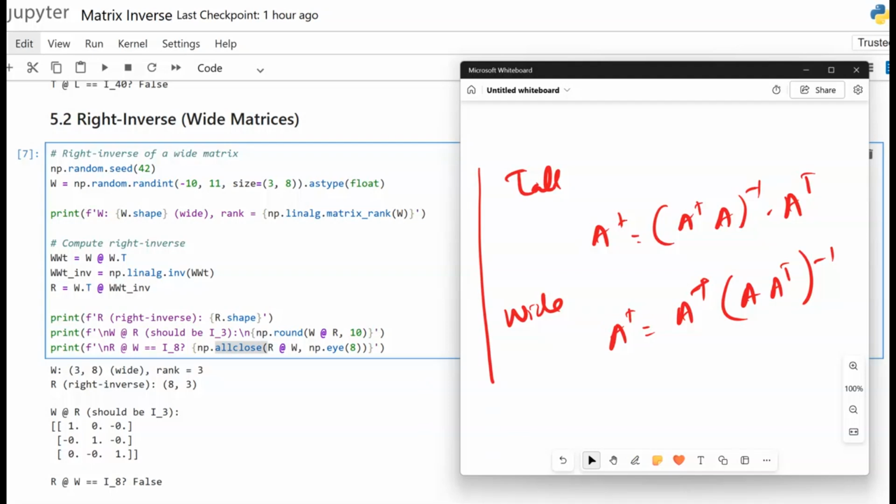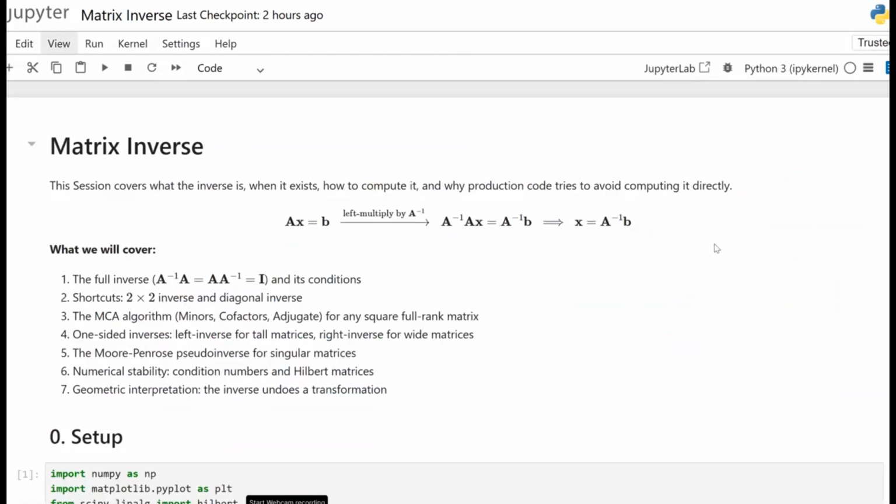So dear friends, here we have constructed the right inverse for a wide matrix, and we have verified WR and RW. When I make WR, yes, of course, it is the identity matrix of 3, but it doesn't confirm the identity matrix of 8. So here it interprets the projection onto the row space, and it has a connection with the least norm solution, and of course pseudo inverse theory also. So I think this session would be useful.